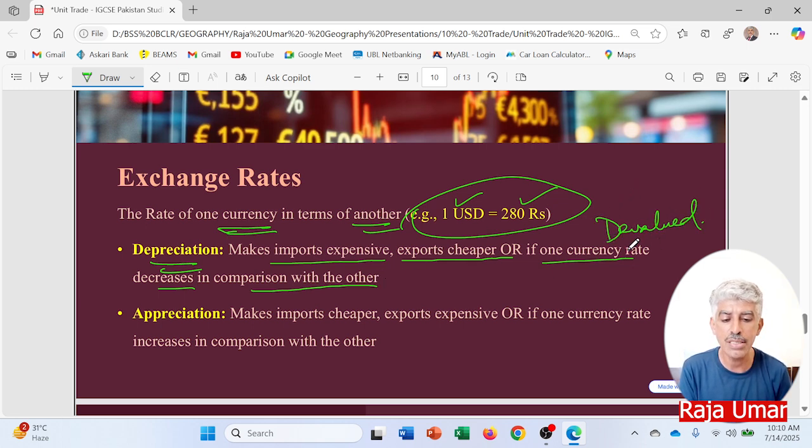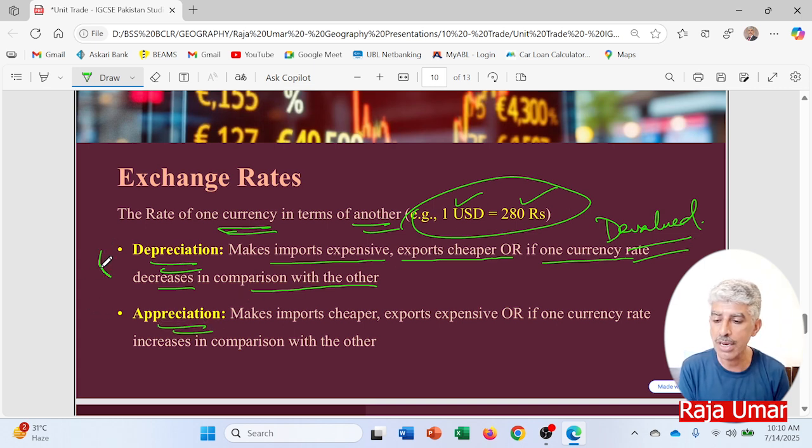This is also known as devaluation of currency. For example, as we know, Pakistan's currency, I mean the Pak rupee, has devalued many times, even on a daily basis, and it has already crossed 280 rupees against the dollar. So it means that the depreciation of the rupee has been really very fast for the last few years.